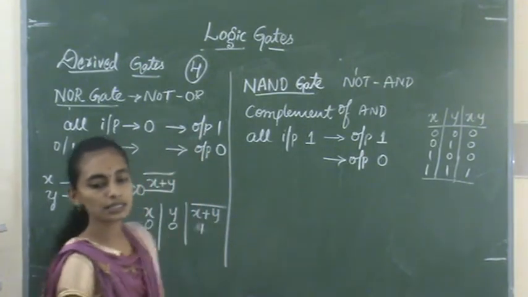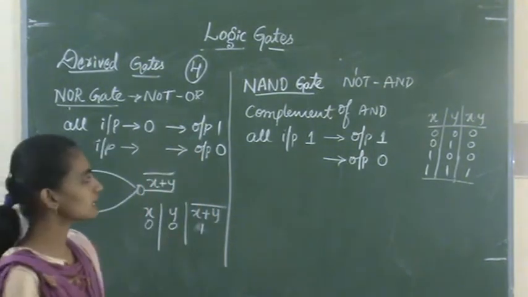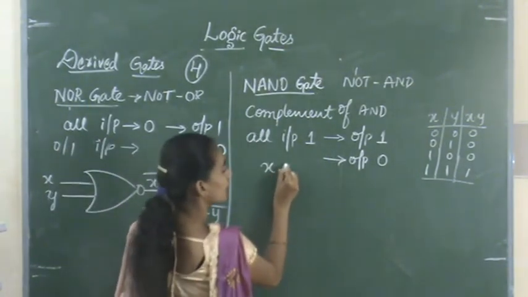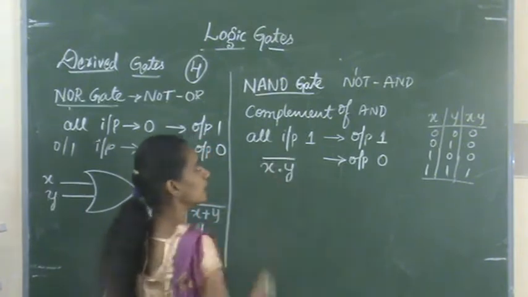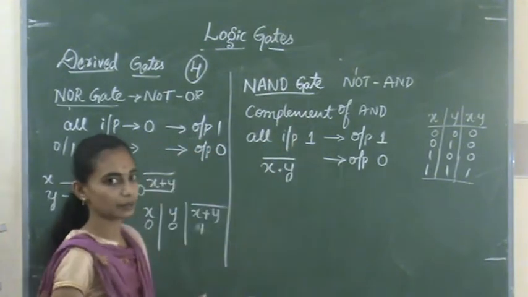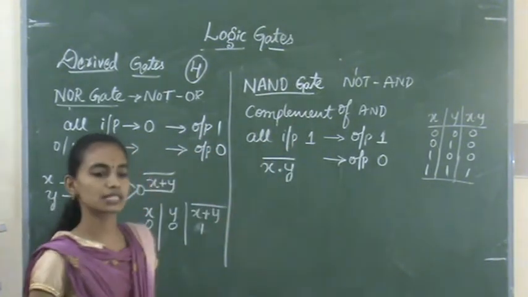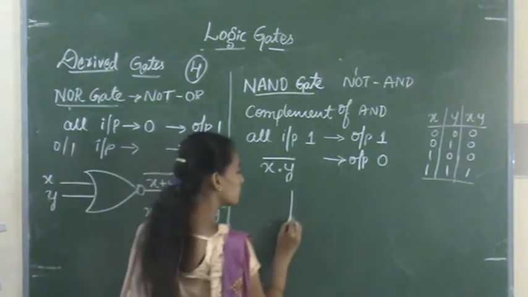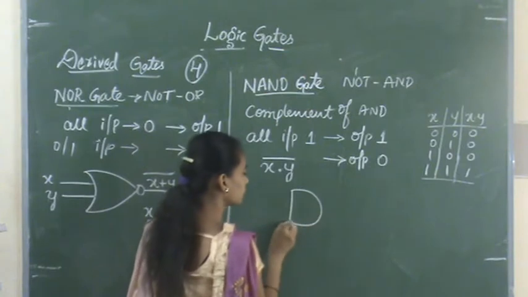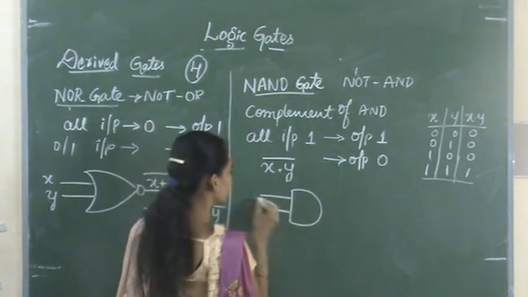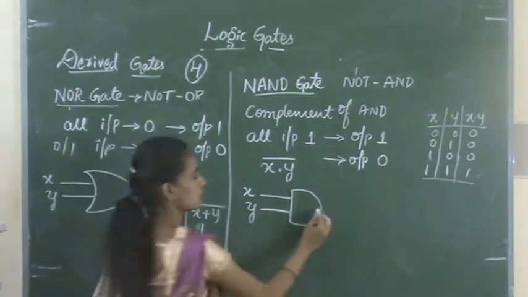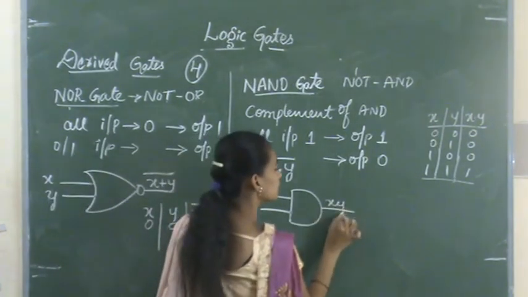So how does this NAND gate work? The symbol used is the same as that: x into y whole bar represents the NAND. So what is the logic symbol used for the NAND gate? We know how to write the AND gate, right? This is the symbol used for the AND gate, and it produces the result AND.